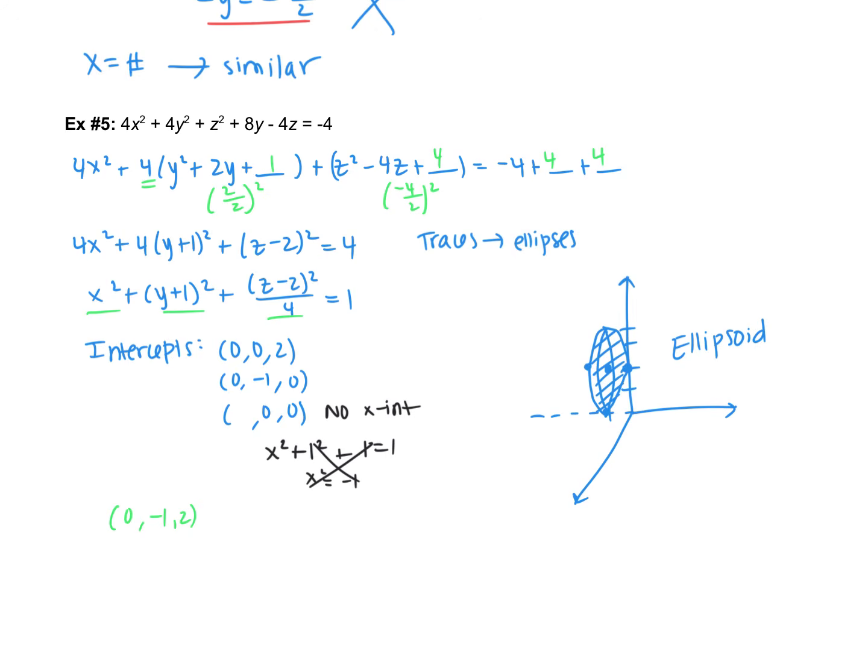Okay, and then we have one more to graph, and it's this last one. Okay, starting with intercepts. If we make x 0 and y 0, we get z to be 0. If we make x 0 and z 0, we get y to be 0. So hopefully we see that's really our only intercept.